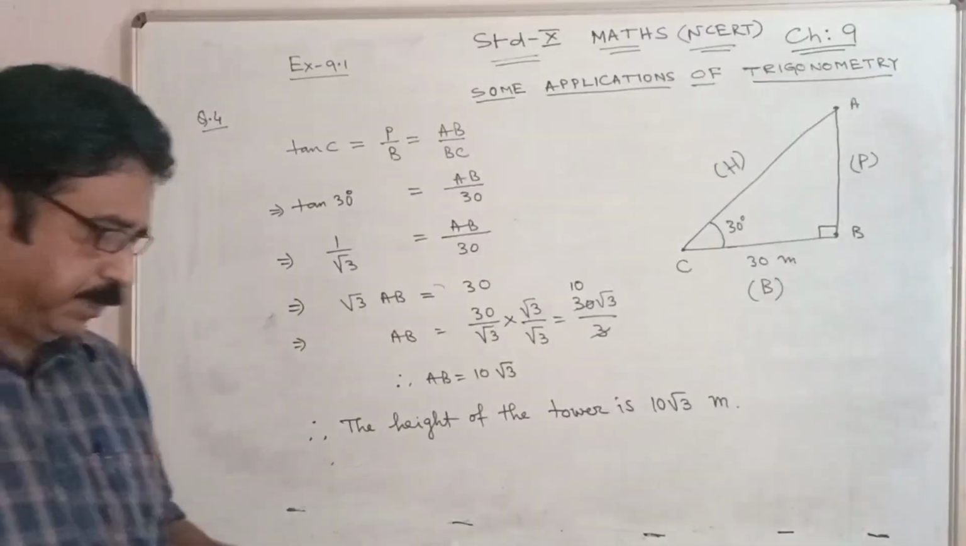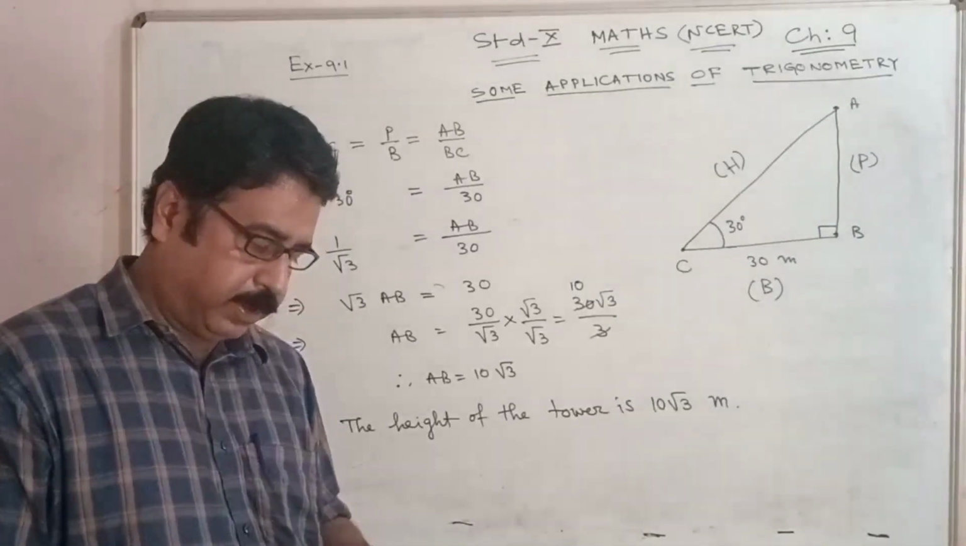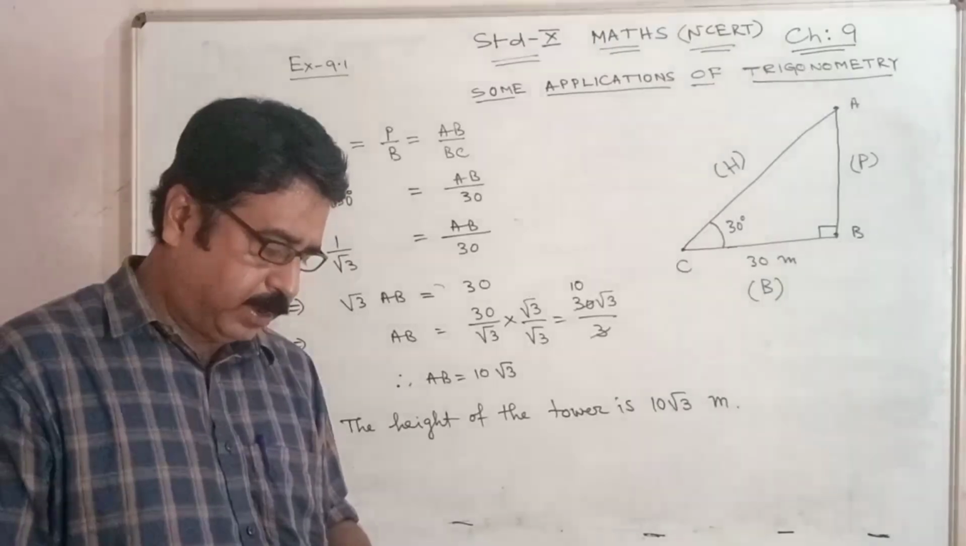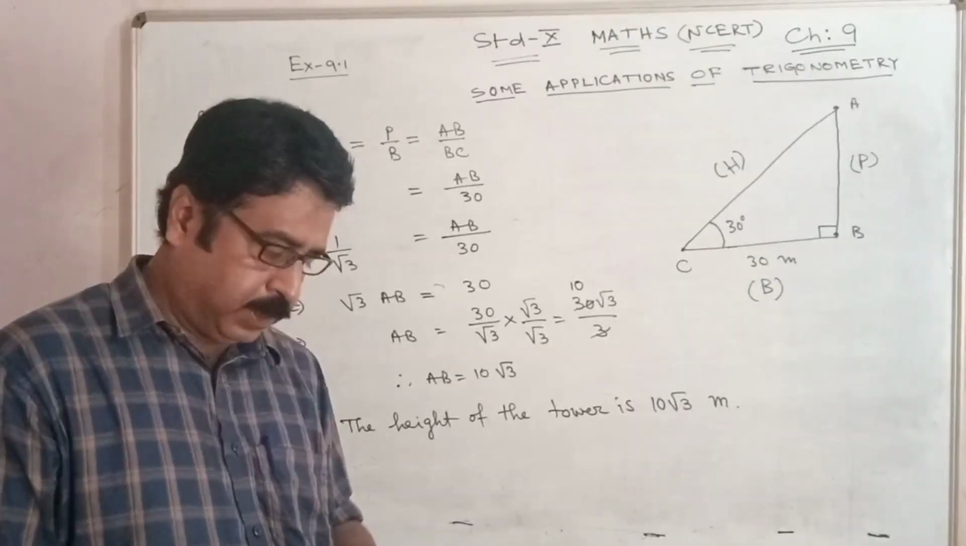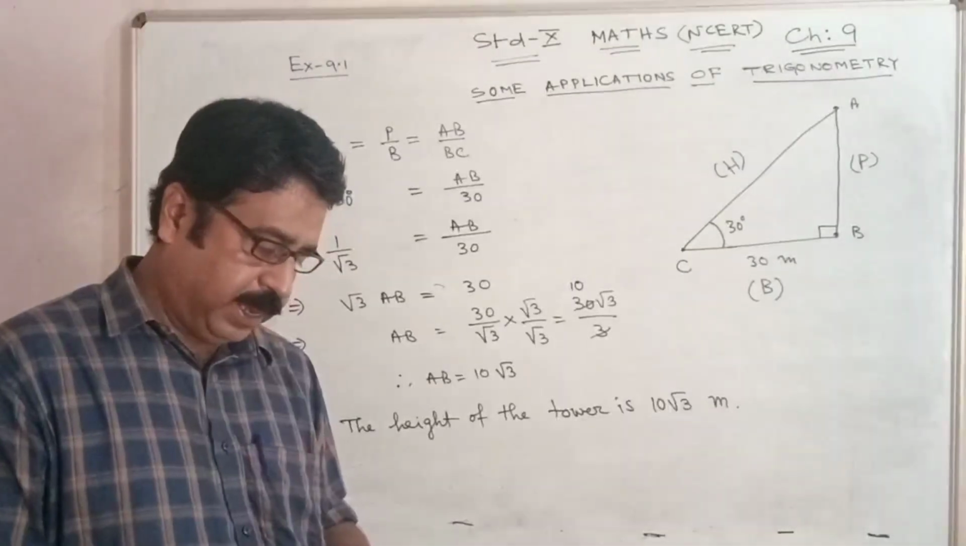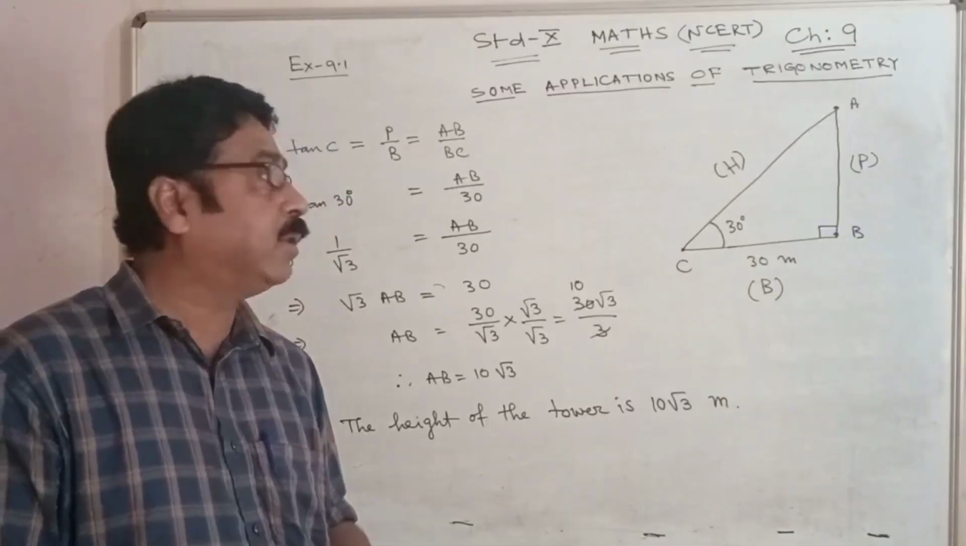Next time it is given, a kite is flying at a height of 60 meters above the ground. The string attached to the kite is temporarily tied to a point on the ground. The inclination of the string with the ground is 60 degrees. Find the length of the string, assuming that there is no slack in the string.